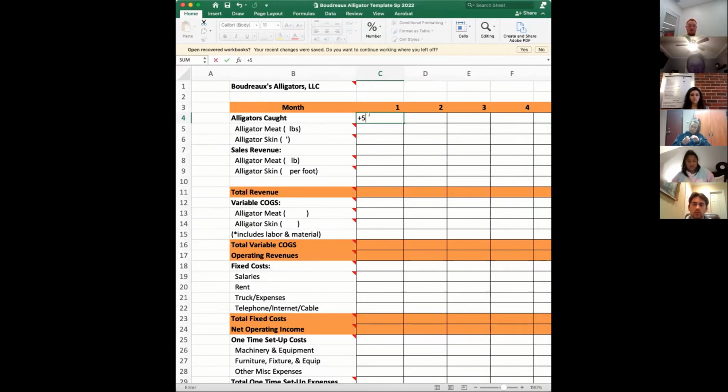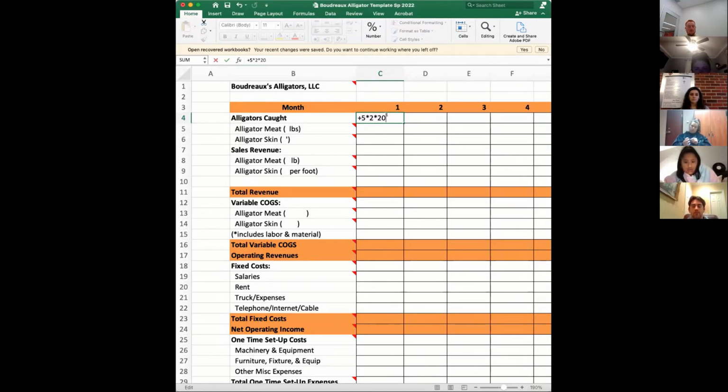So Boudreaux has 5 boats, right? And he says each boat's going to catch 2 alligators per day. Let's go back up here and see. The formula up here is too small for you to see. We said Boudreaux has 5 boats. He catches 2 alligators per day times he can fish 20 days. So this is our formula.